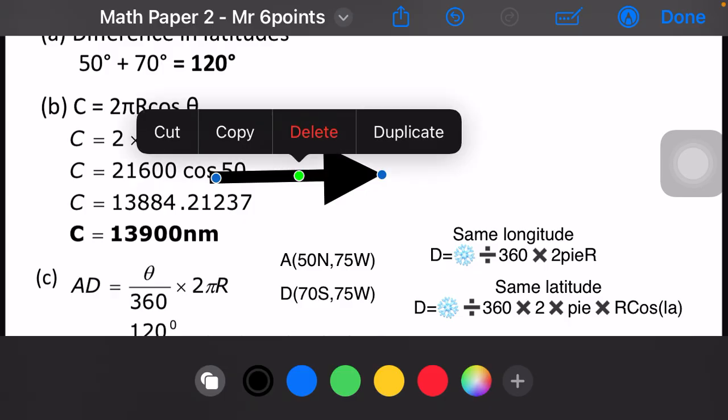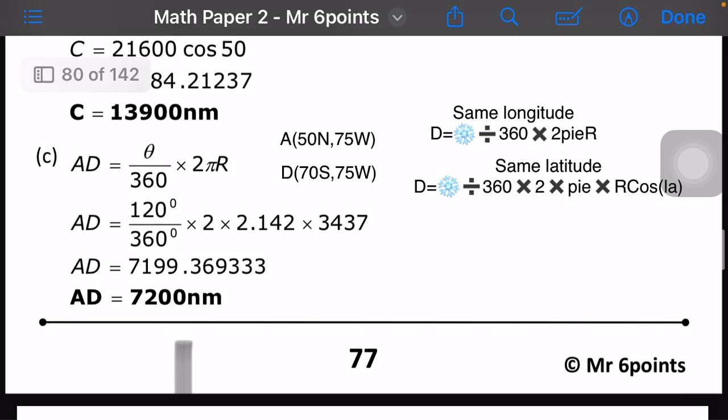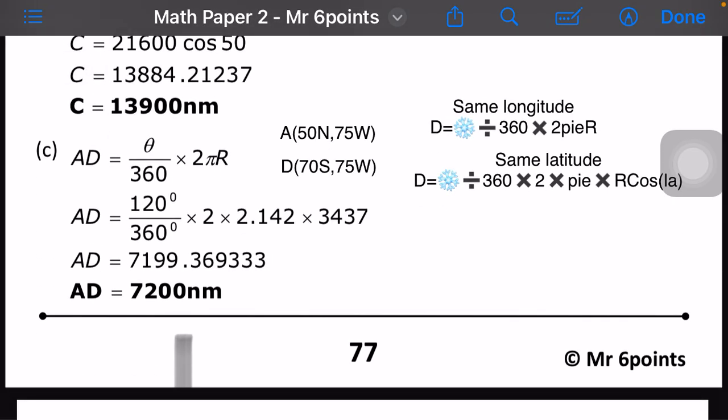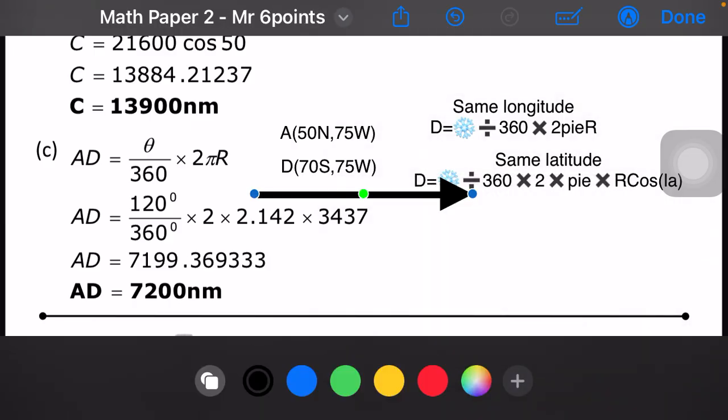The other thing they will ask you to find is length. When they ask you to find length, you simply use the same formula for latitudes when you have the same latitude. But this time around, you're going to remove this part, theta divided by 360. You're going to remain with 2 pi r cos latitude. That's the formula you're going to use when you're finding length.